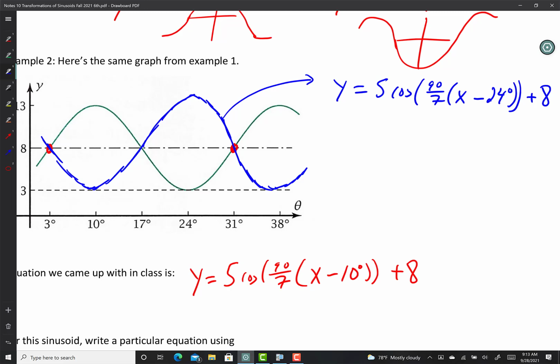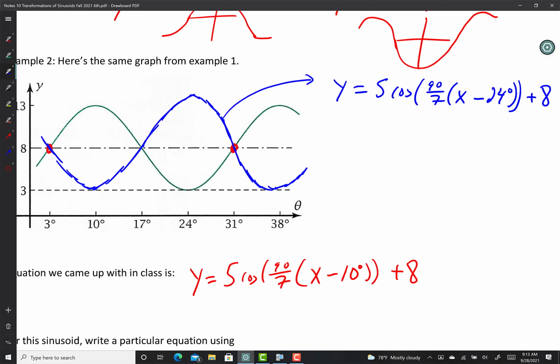If I put a negative in front of that 5, I'm just looking at the blue graph. Does that blue graph turn into the green graph? What do you guys think? Yeah, the maxes become mins and the mins become maxes. Does that make sense, guys? That's if you put a negative.